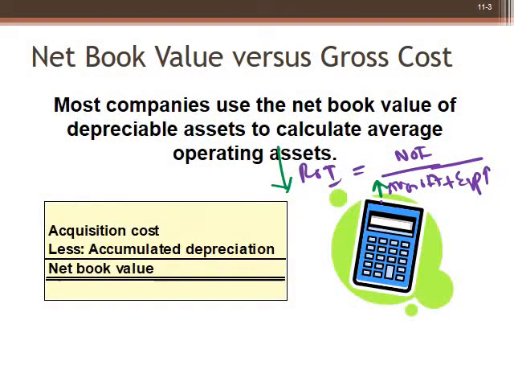An alternative to using net book value is to use the gross cost, or we can say we just ignore the accumulated depreciation part. With this approach, the ROI does not grow automatically over time; rather it stays constant. Thus, replacing a fully depreciated asset does not adversely affect ROI.